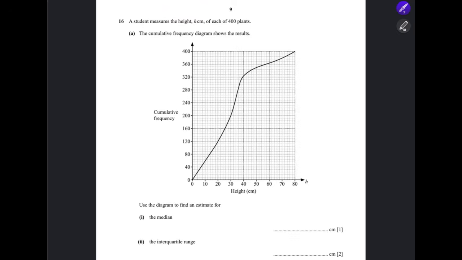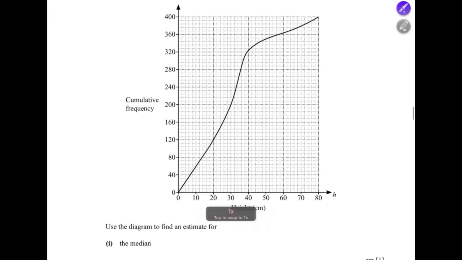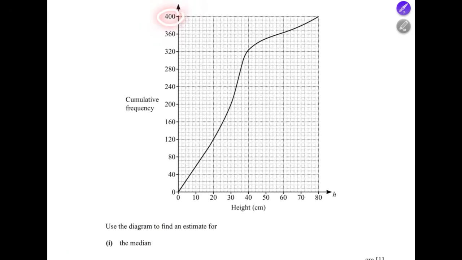Next, a student measures the height of each of the 400 plants. The cumulative frequency diagram shows these results. Now use the diagram to find an estimate for the median. To find the median, you have to divide 400 by 2, which is 200, and then find the corresponding height for that. The height for 200 is 30 centimeters, so the median is also 30 centimeters.